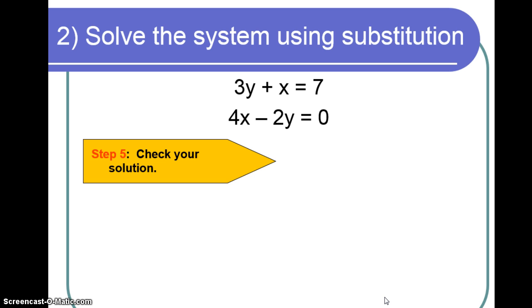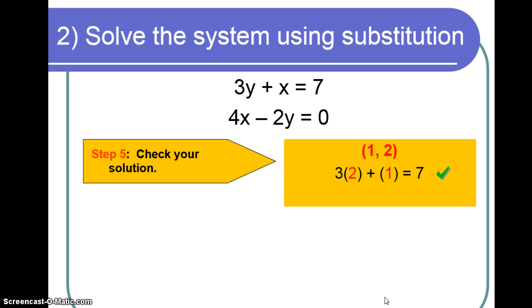But geez, how dare me, I forgot one of the most important steps. You want to check your solution. Always plug it back into the equation. So if we plug it back into our first equation, 3 times 2 plus 1 does equal 7. 4 times 1 minus 2 does equal 0, so we are on the right track.